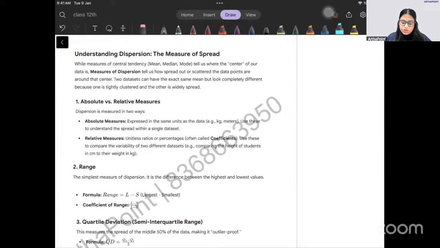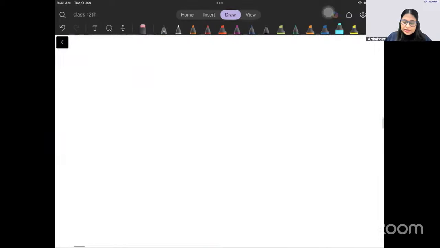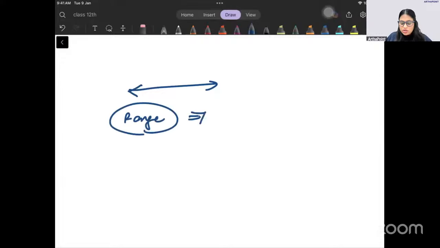So what is dispersion? Dispersion tells me the spread of the data set. How spread out is the data set? The first thing that we have is called range. Range is largest minus smallest, or upper minus lower.